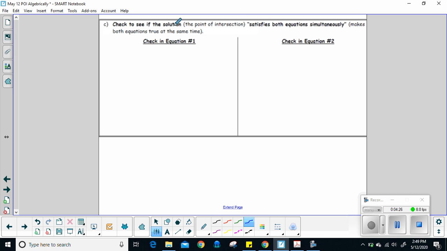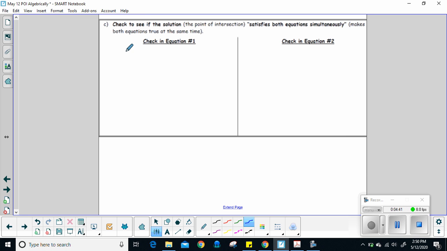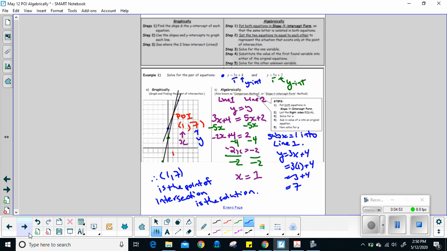Okay. So now we just want to make sure that we found the right answer. So for the solution, we need to check if the point of intersection satisfies both equations simultaneously. So both of them at the same time. So the first equation was, I don't know, what was it? 3x plus 4. So in equation 1, our left side is y, and our right side is 3x plus 4. Equation 2, the left side was y, and the right side was 5x plus 2.